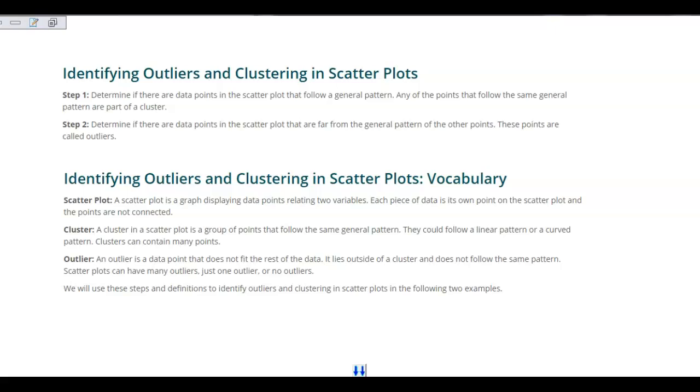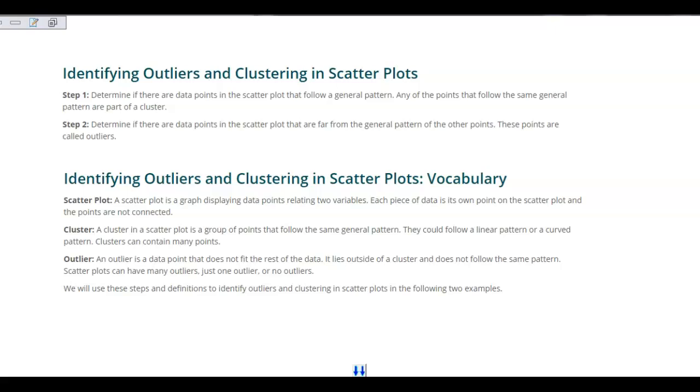So a scatter plot, remember, is a graph displaying data points relating to variables. Each piece of data has its own point on the scatter plot, and the points are not connected, so there's no lines drawn between the points. A cluster is a group of points that follow the same general pattern. They could follow a linear pattern or a curved pattern, and the clusters contain many points.